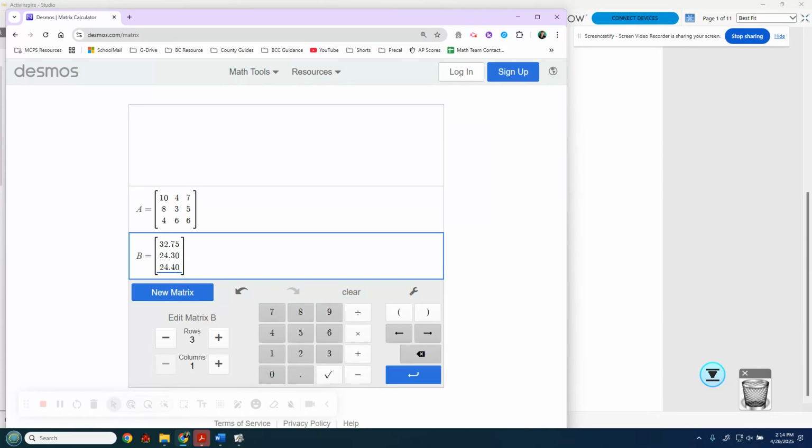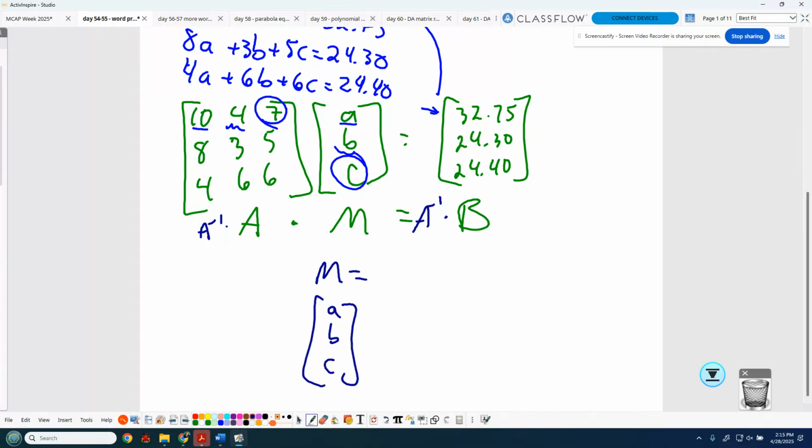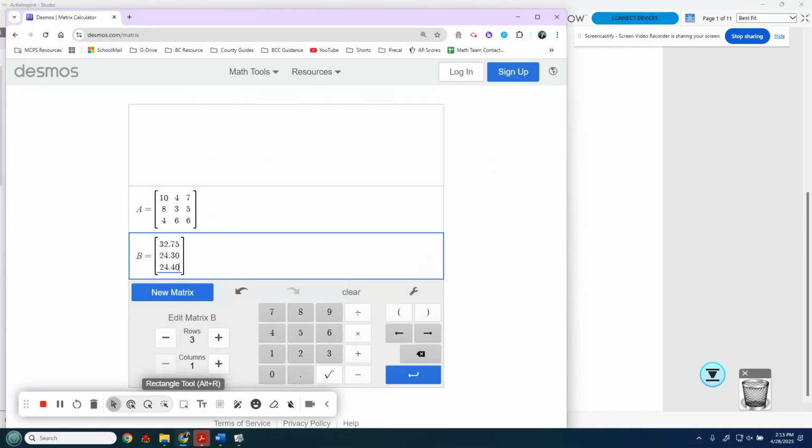Okay, so, thank you. Hang on. I need to show you guys what we're doing now. So William just typed in matrix A and matrix B. And to peel off A, I need to multiply by A inverse on the left. So I want to figure out what matrix M is. And I'm going to do that by multiplying A inverse times B. How do I do that?